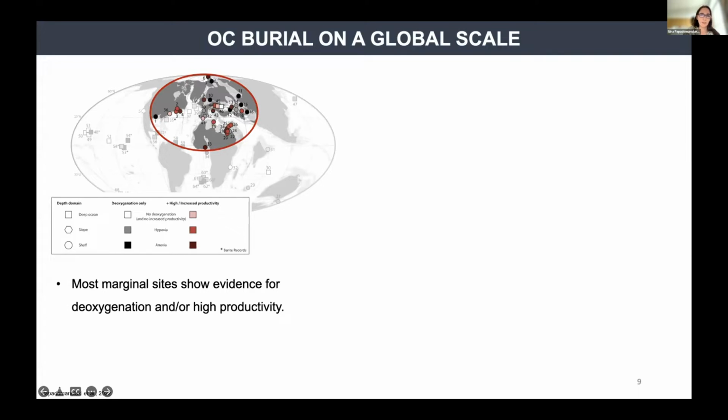The circle here shows where most of the shallow marginal sea and/or shelf sites are, and almost all of them show evidence for either increased productivity, so that's the redder colors, or a decrease in oxygen. And in many cases, you can see this dark red color, which means both of those processes were going on. We also find evidence for this in the open ocean. You cannot see that on this figure, but we have quite a few open ocean sites.